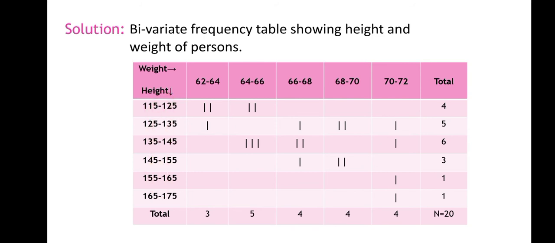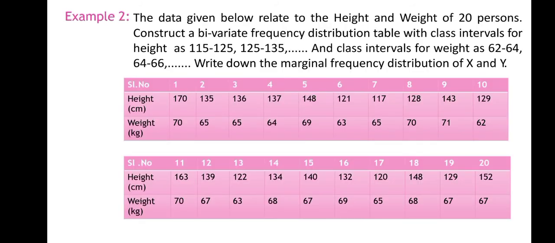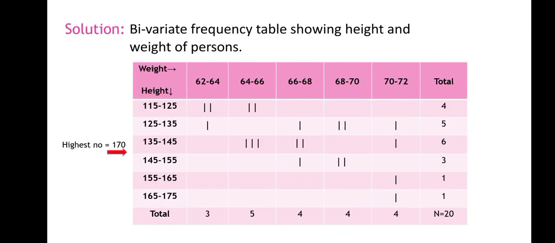These class intervals are given in the question, that is 115 to 125, 125 to 135. So go on writing class intervals. Till where do we have to write the class intervals? Till the highest value. In the data, what is the highest value? The highest value is 170 for height. So you can consider the class intervals till 170 or 175 according to the width we have taken.